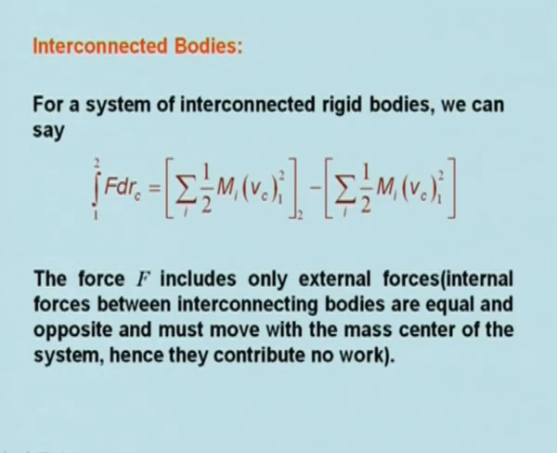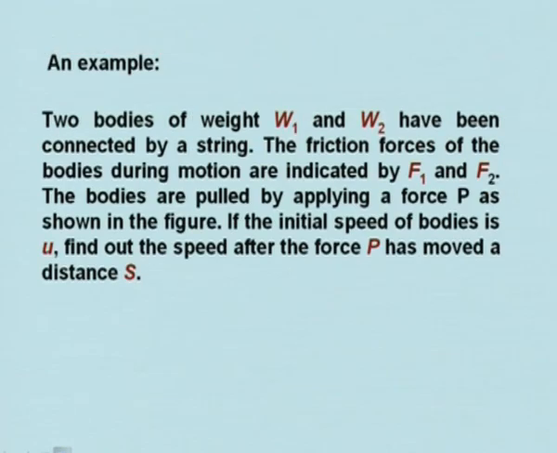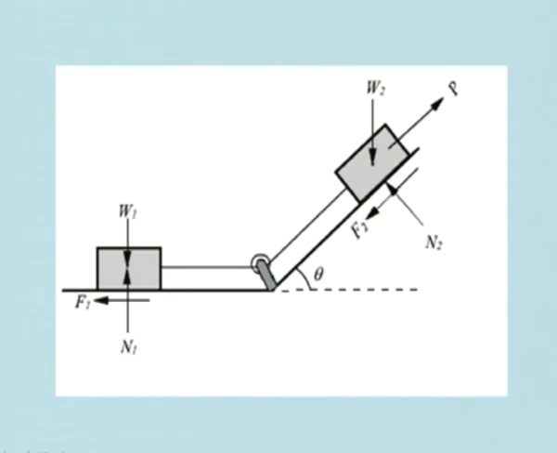Then if we have interconnected bodies, for a system of interconnected rigid bodies, we can write the work of F dr from 1 to 2 equals the change in kinetic energy, half m_i v_c2 square minus half m_i v_c1 square. The force F includes not only the external forces, because internal forces do equal and opposite work, they contribute no work basically. So we give this example that two bodies are connected in this case. So, this is the problem.